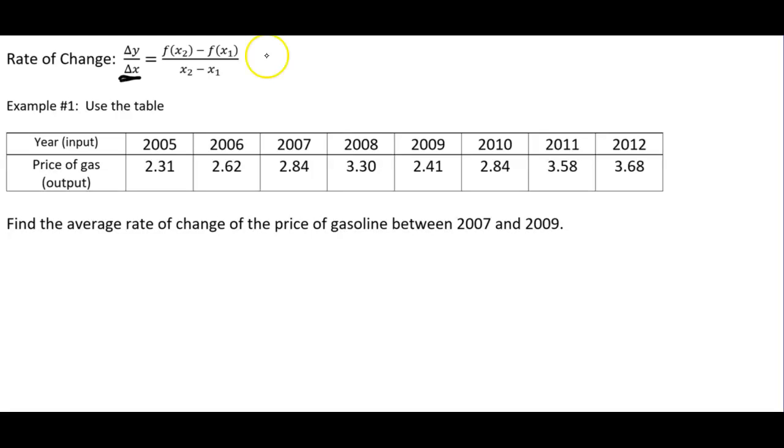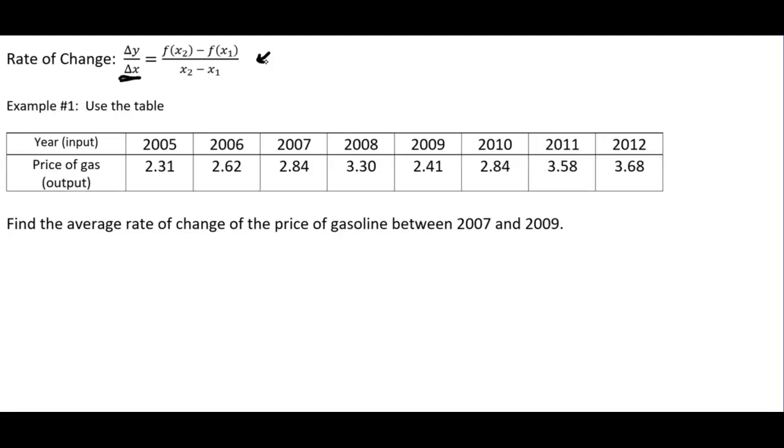And then you can see over here this formula, which we've seen before: f of x sub 2 minus f of x sub 1 over x sub 2 minus x sub 1. It's similar to the slope formula when we were doing linear equations.